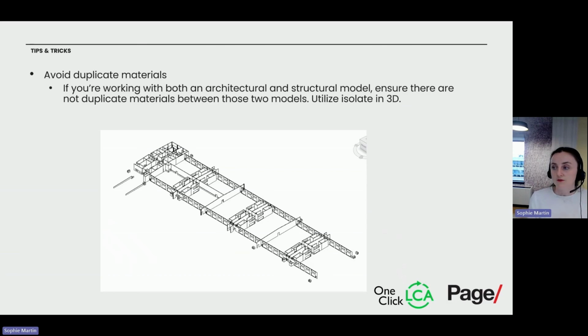So what I will do is I utilize the Isolate in 3D tool to walk around the architectural model, and I'll look at it side by side if I can with the structural model, and just from a high level, ask: are there duplicates here? Do we have duplicate slabs? Do we have duplicate columns? What is duplicated? And I just make sure that I'm not going to upload duplicate materials between my architectural and structural model, because at the end of the day, I'm going to want to put those together and have one whole building LCA that is structure and envelope together.